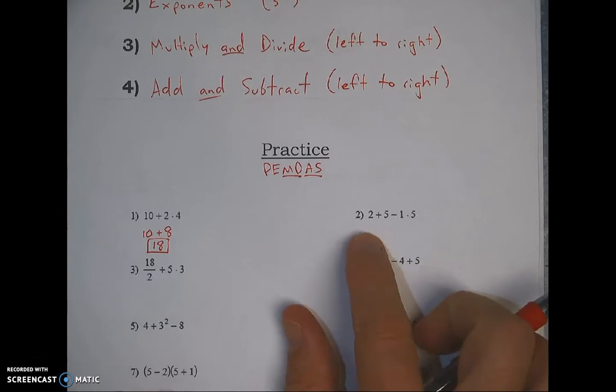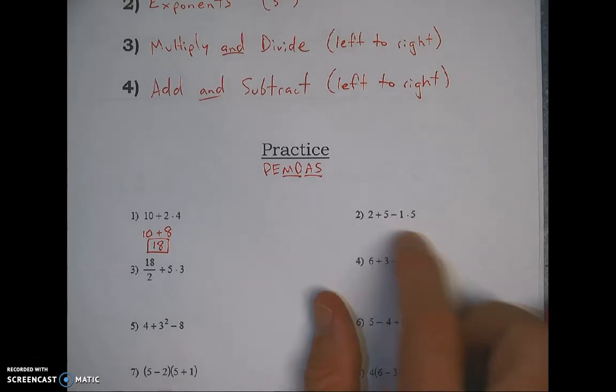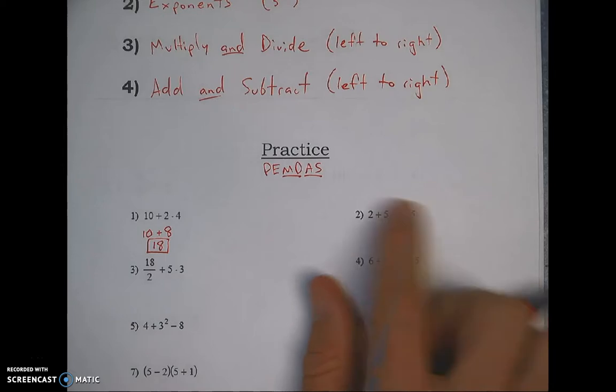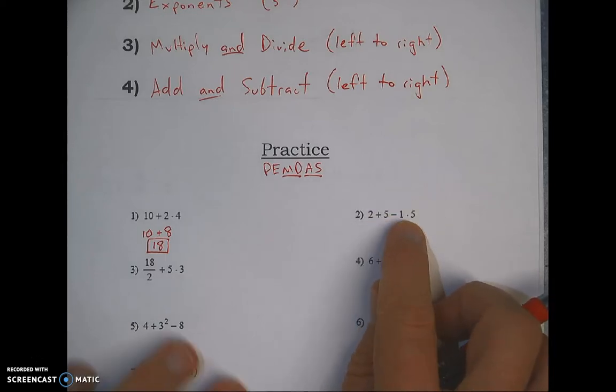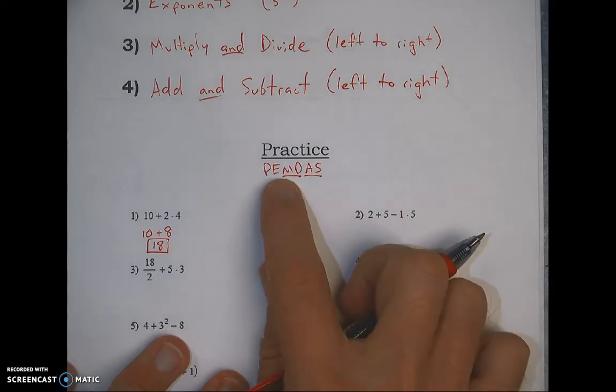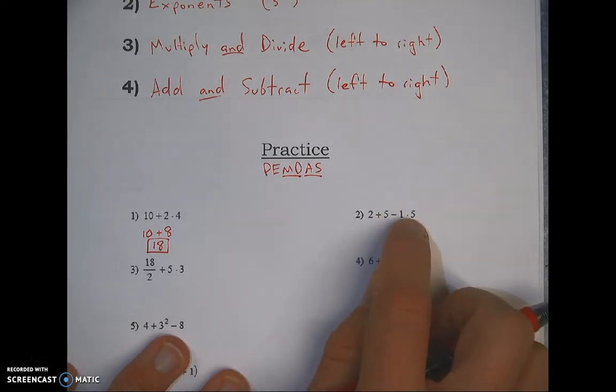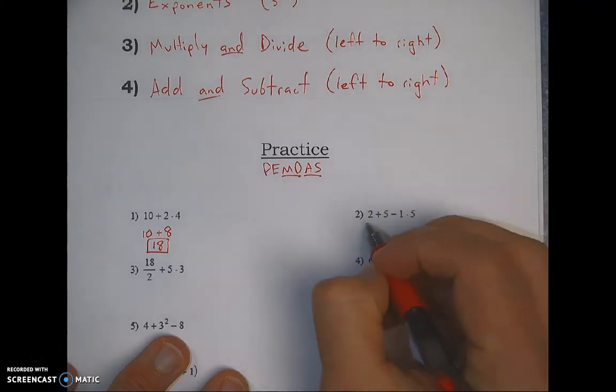So let's go over to number 2. Look at what you have first. You need to look at the whole problem and think about what you're going to do before you start writing. I have addition, subtraction, multiplication. Multiplying and dividing come first. So the first thing I'm going to do is the 1 times the 5. So I'm not doing anything with the 2. I'm not doing anything with the 5.